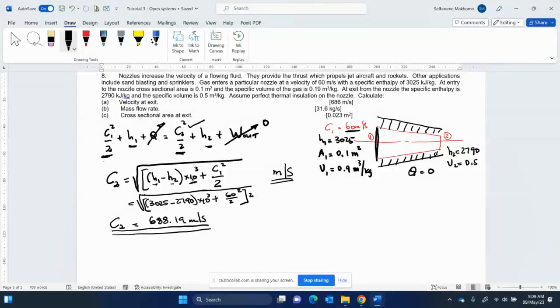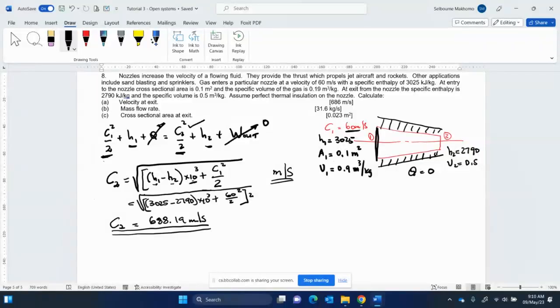For example, if you forget to put that 10 and then you get your C2 as 28 meters per second, if you don't know what you are dealing with, you are happy, you will be relaxed. You say, I'm happy with my answer, because you don't know the function of a turbine. Sorry, a nozzle. But now that you know that if you get something less than 60, there's something wrong with your calculations. Now we have to go back and check.